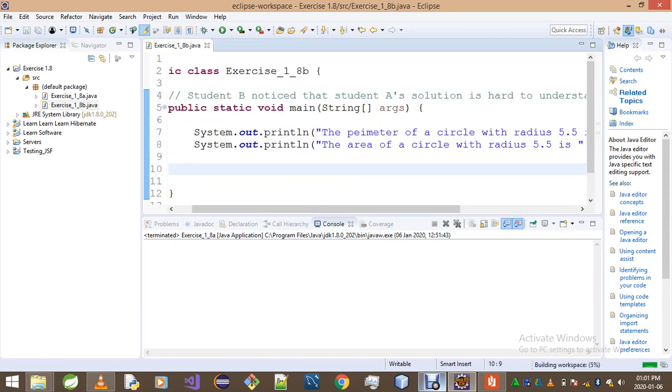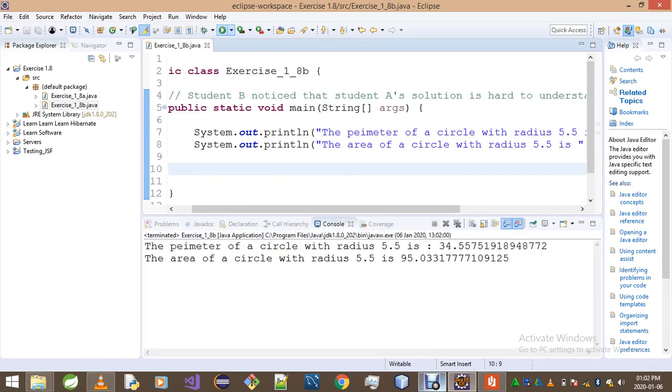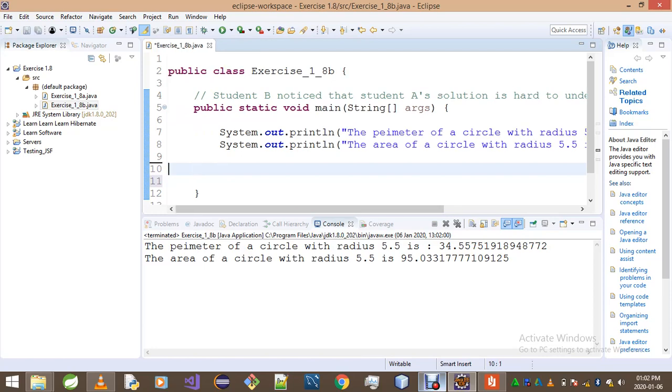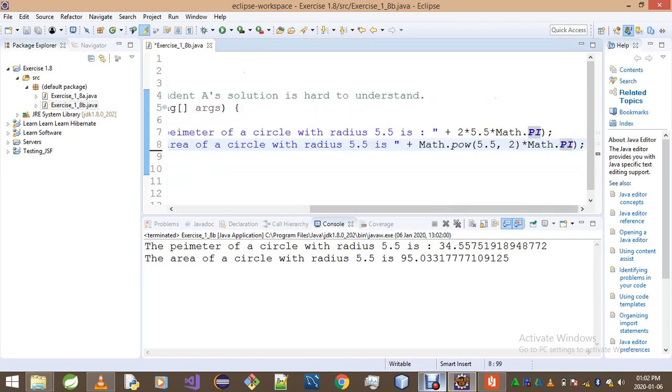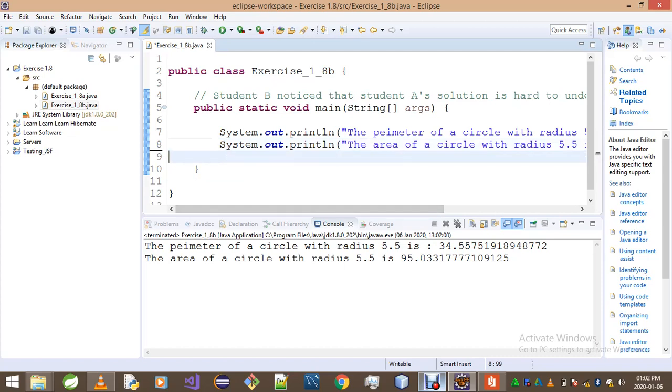Let's see what we get on our output. This is what we get, which is exactly what we expected. There's something not good about this solution though, but we're going to talk about it from the student's perspective.